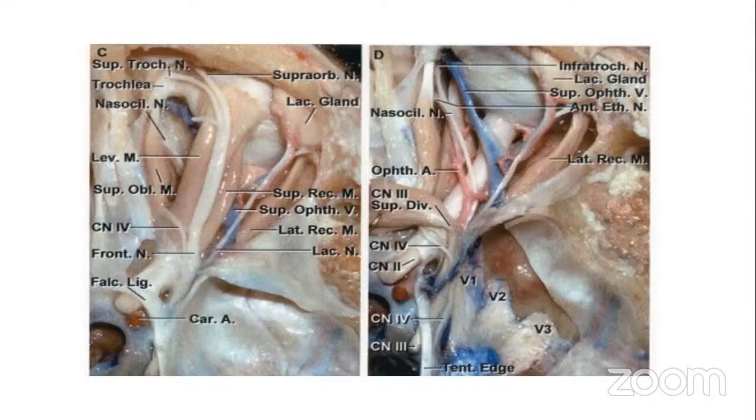The trochlear nerve passes medially above the levator muscle to reach the superior oblique muscle. So here, as you can see, the trochlear nerve passing towards the superior oblique muscle. The nasociliary branch of the ophthalmic nerve passes between the superior rectus muscle and the optic nerve to reach the side of the orbit.